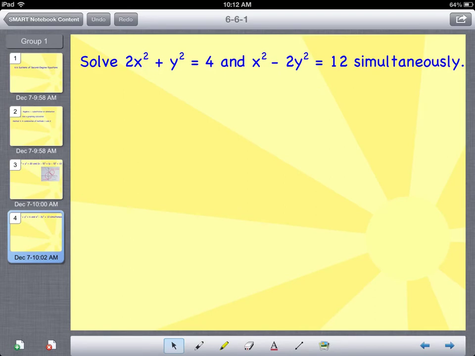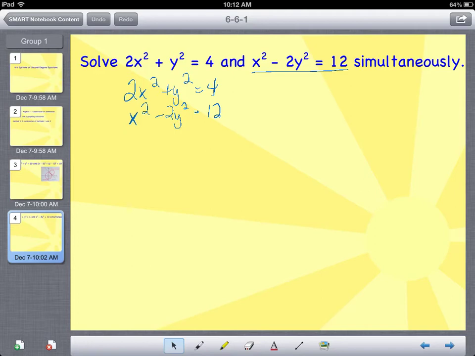So we need to solve these two equations simultaneously. Okay, we can also use elimination. So if we have 2x squared plus y squared equals 4, and then I will subtract this, I have x squared minus 2y squared equals 12. Nothing is going to eliminate as it is, so what I need to do is multiply or divide one or both of these equations by a number.